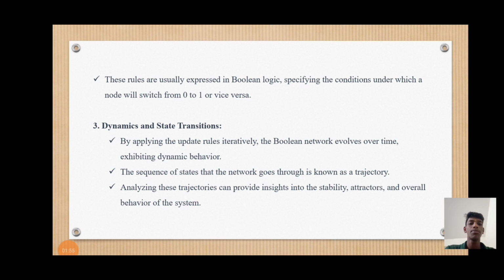Third one, the dynamics and state transitions. By applying the update rule iteratively, the Boolean network evolves over time, exhibiting dynamic behavior. The sequence of states that the network goes through is known as a trajectory. Analyzing this trajectory can provide insights into the stability, attractors, and overall behavior of the system.